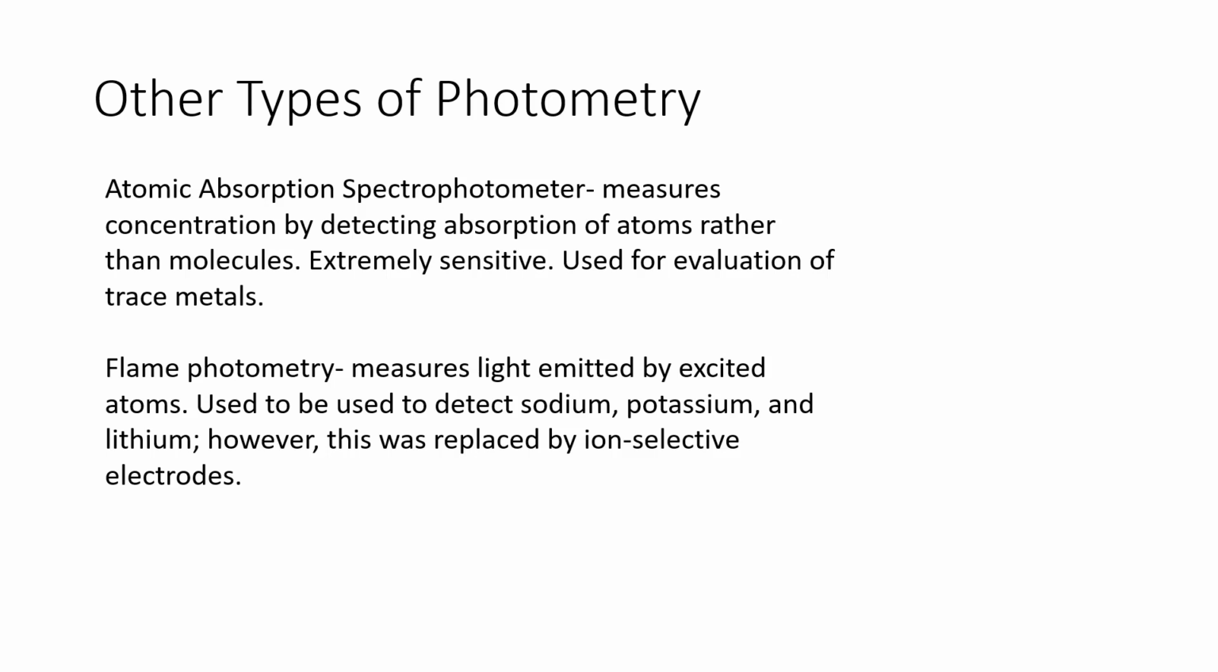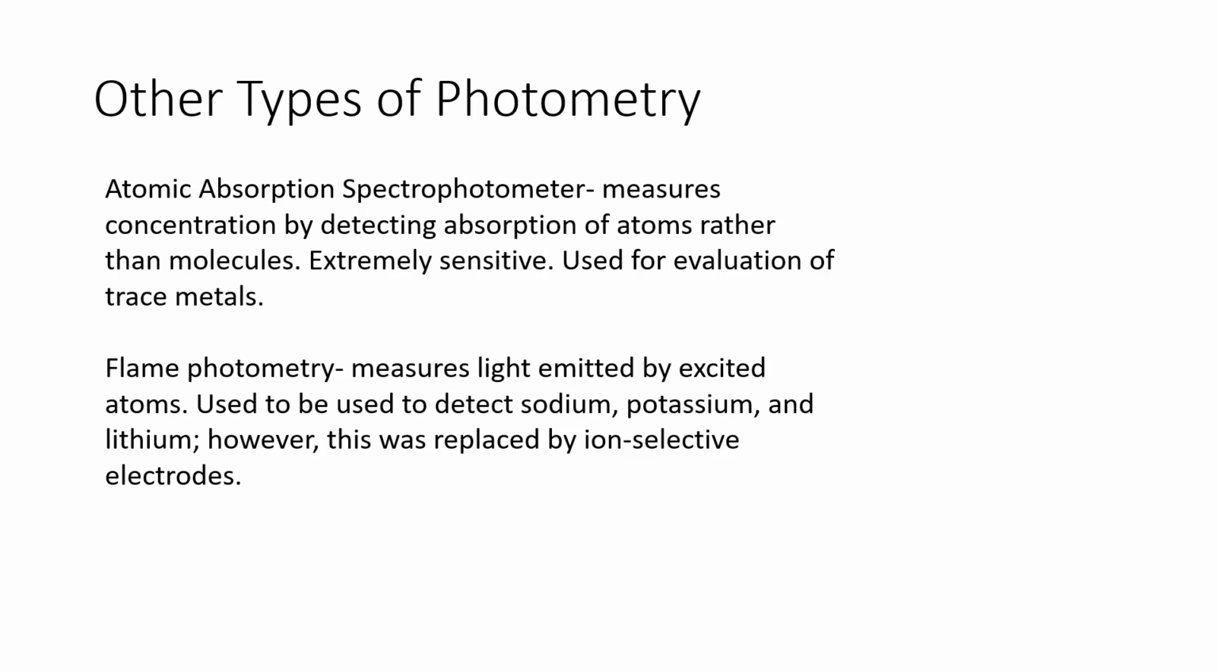There's other types of photometry. Atomic absorption spectrophotometer measures concentration by detecting absorption of atoms rather than molecules. It's extremely sensitive and it's used for the evaluation of trace metals, in other words, elements that are trace metals that could be found in biological specimens.